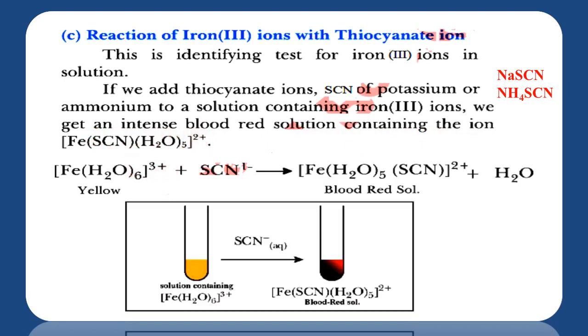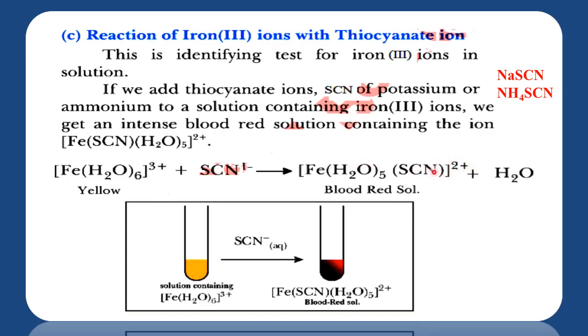SCN negative ions from any of these salts, when present in the solution, are going to react with the iron 3 complex. Now students, the product obtained is a blood red solution of this complex, which is penta-aquo thiocyanato iron 3 ion. Now students, why is it an ion? Because thiocyanate carries -1 charge, water gives 0, so -1 and +3 is going to give +2.